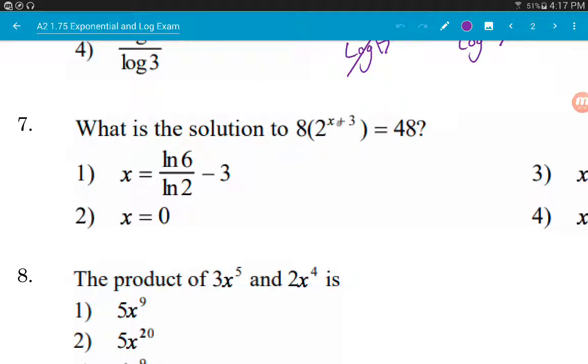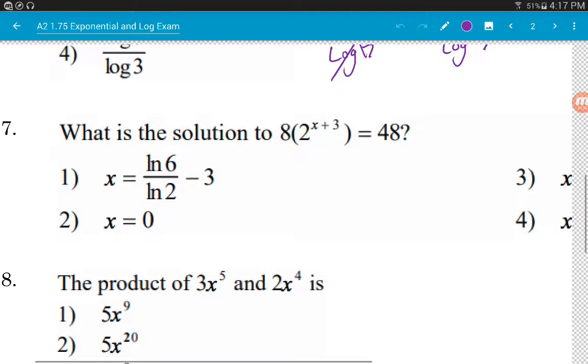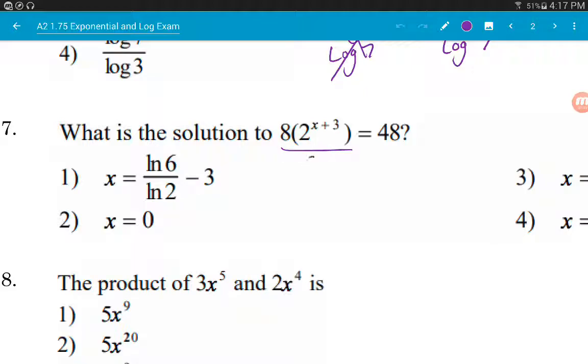Well, if I want to get at that x, which seems to be the goal, first thing I'm going to have to do is divide by 8 on both sides to isolate the exponential term. I'll get that 2 to the x plus 3 power is equal to 6.